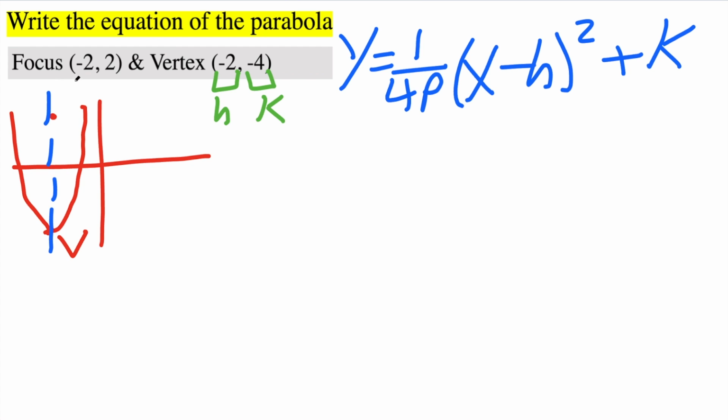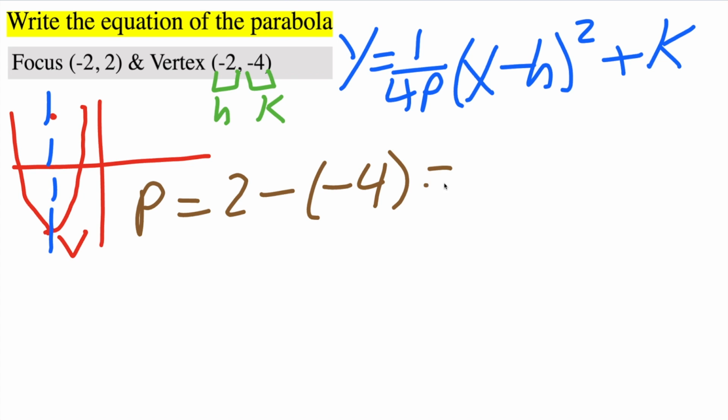So the x value is the same, which it has to be, -2. And the y value, this is 2, and this is -4. So the -4 is our vertex, and we're going up. So we're going to go up 6. And if you like formulas, I guess you could say p is equal to, this value was 2 minus parentheses -4. 2 minus -4 is +6.